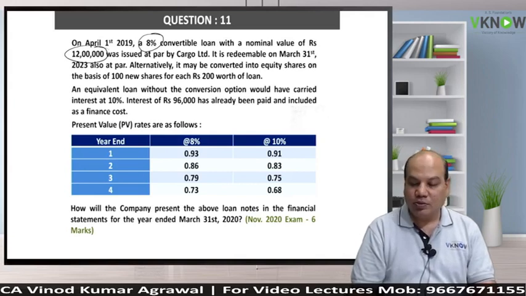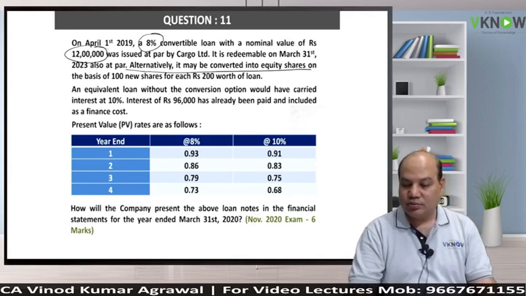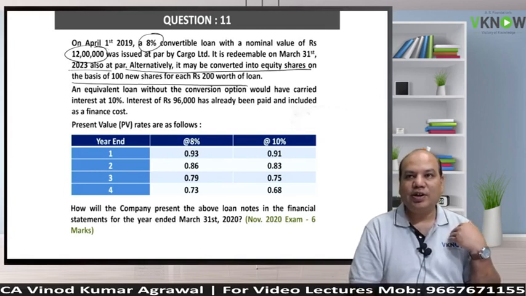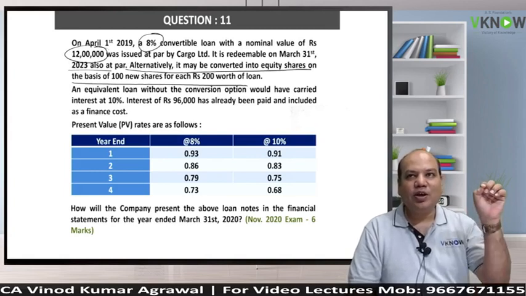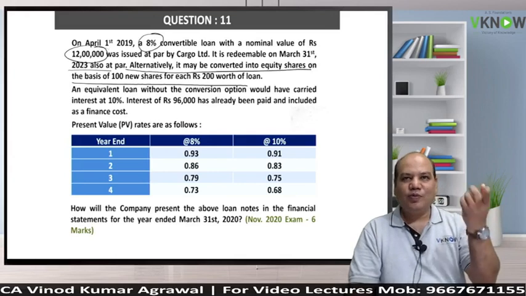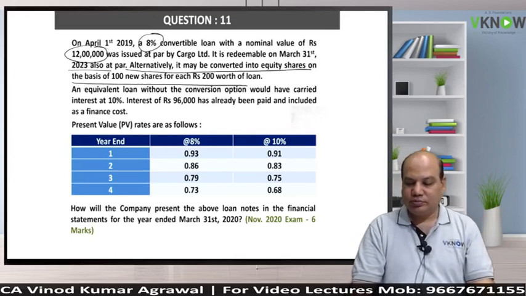Because that cannot be avoided. He has a choice. He can ask for cash, or he can ask for shares. But I, as an entity, will always keep myself ready. What if he asks for cash? I have to pay him the cash.